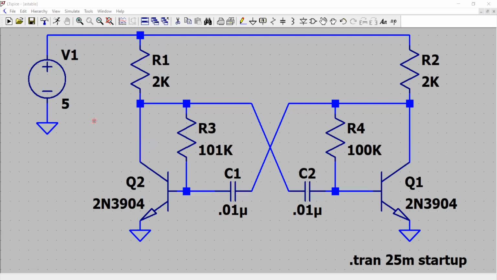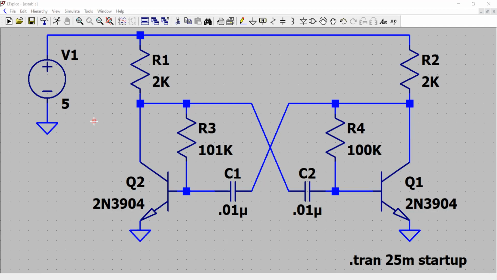Hello there, welcome back to our channel, and this time we have brought to you a special circuit using transistors, and this circuit is called a free running oscillator. It is also called a multivibrator. So there are three types of multivibrator. One is astable, second is monostable, and third is bistable.